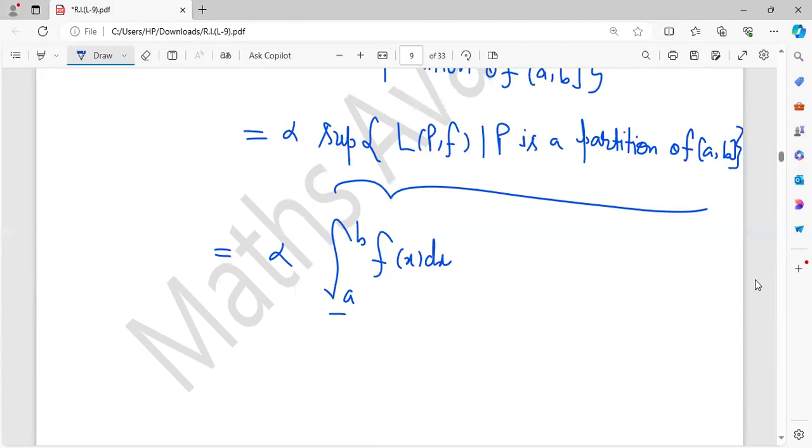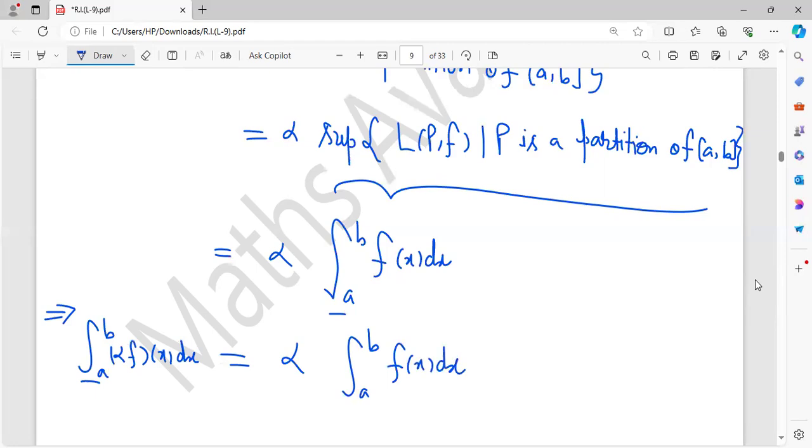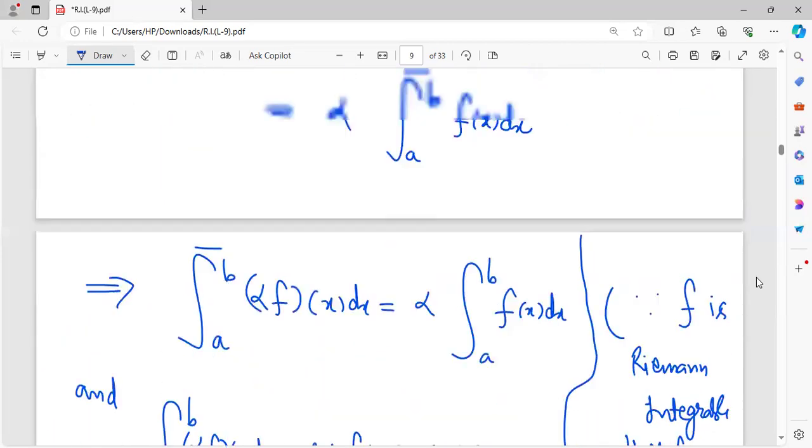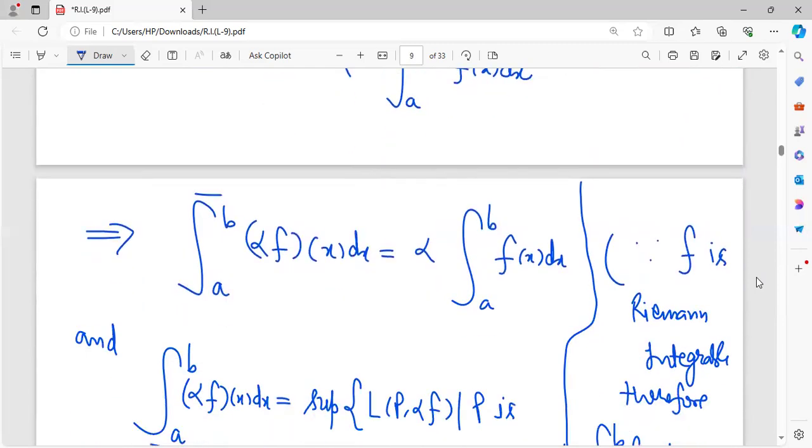But f is Riemann integrable. So this implies the lower integral from a to b of alpha f(x) dx is the integral from a to b of f(x) dx. Let's call this equation number 2, and the first one equation number 1.